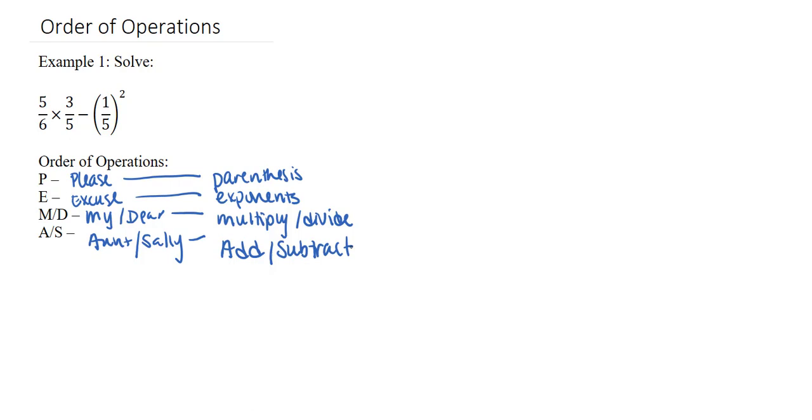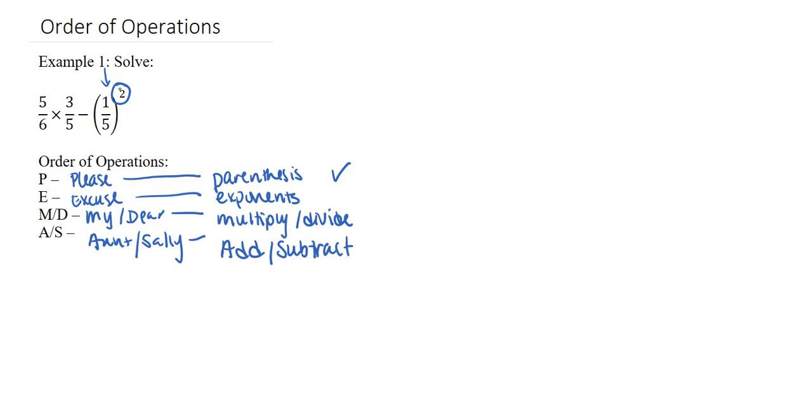So when we look at the first example, the only parentheses we have is this right here, just 1 over 5. There isn't really any operation inside the parentheses, so we don't need to deal with anything there. We can say we did that part. There's nothing to be done, so we can move on. Now we look at exponents. We can see we have an exponent, so that's the first thing we're going to do.